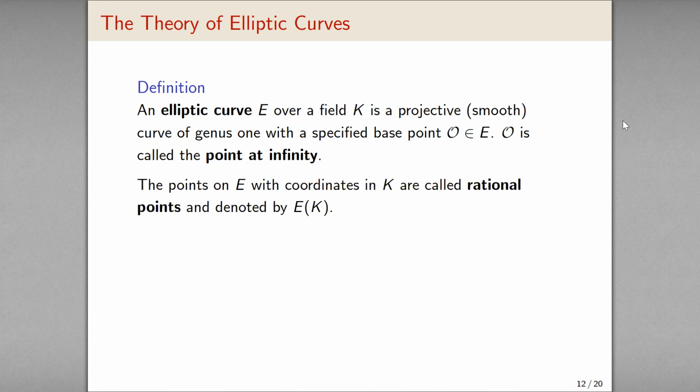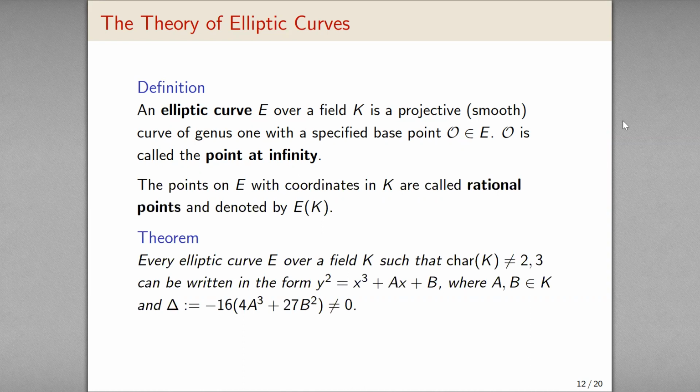The points on E with coordinates in K are called rational points, and they are denoted by E(K). Now, here's the simpler way I was talking about. If E is an elliptic curve over a field K such that the characteristic of K isn't 2 or 3, then we can write E in the form y squared equals x cubed plus ax plus b, where a and b are in K, and the discriminant of the elliptic curve, defined by minus 16 times (4a cubed plus 27b squared), is non-zero. This last condition regarding the discriminant is there to ensure that we get a smooth curve, since if (x0, y0) is a singular point of the elliptic curve, then x0 is actually a double root of the polynomial x cubed plus ax plus b.